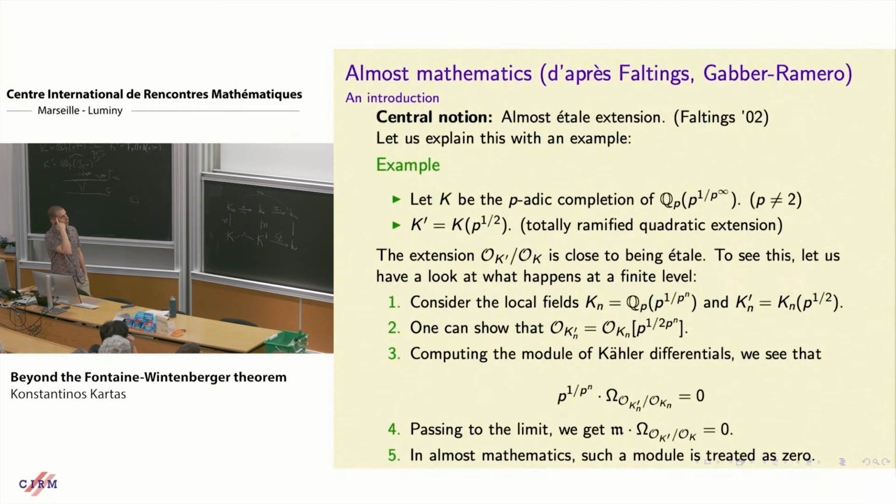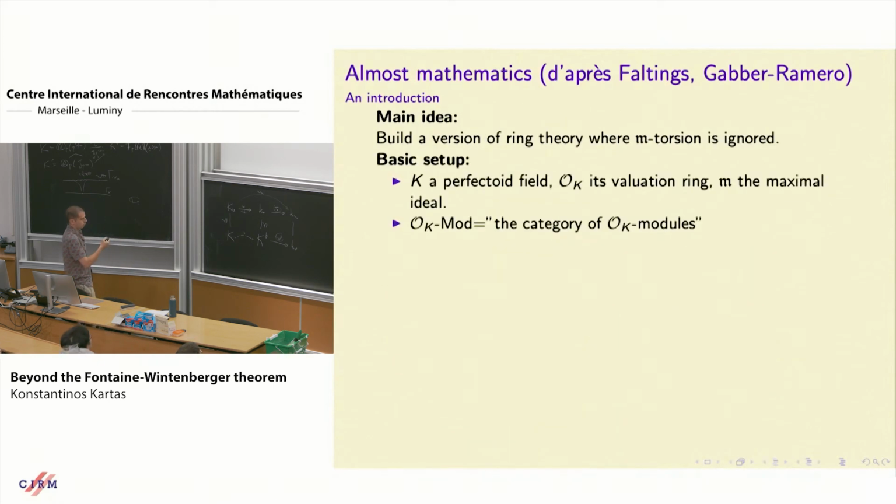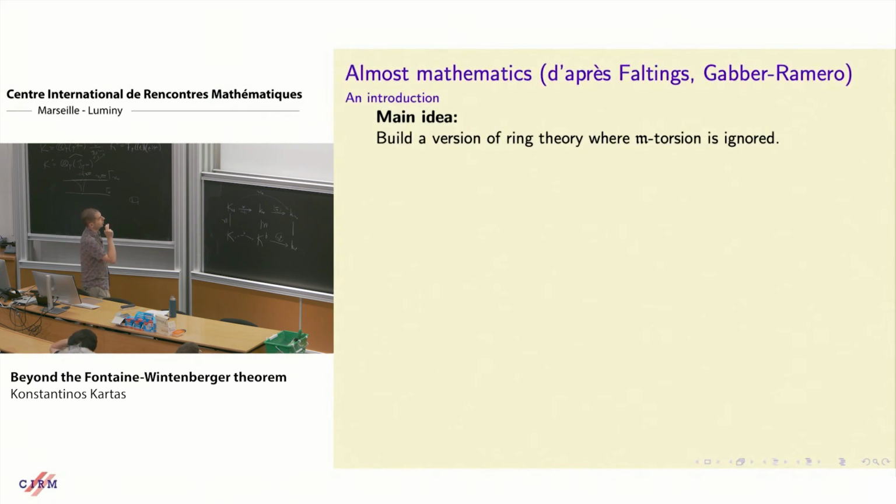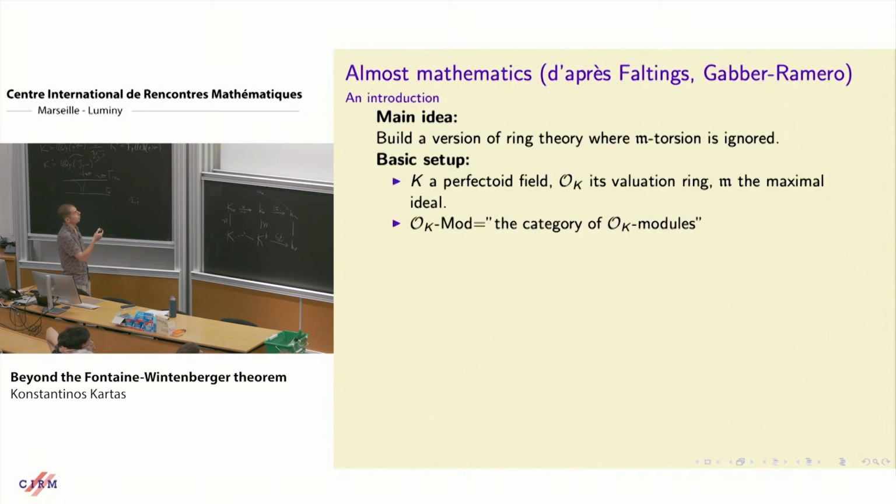We want to build a version of ring theory where such modules are ignored systematically. That's the idea. Now let me explain how one can do this. This is the basic setup for formalizing this idea. We start with a perfectoid field. O_K is the valuation ring, m is the maximal ideal. First we start with O_K-modules. Algebras will come later.